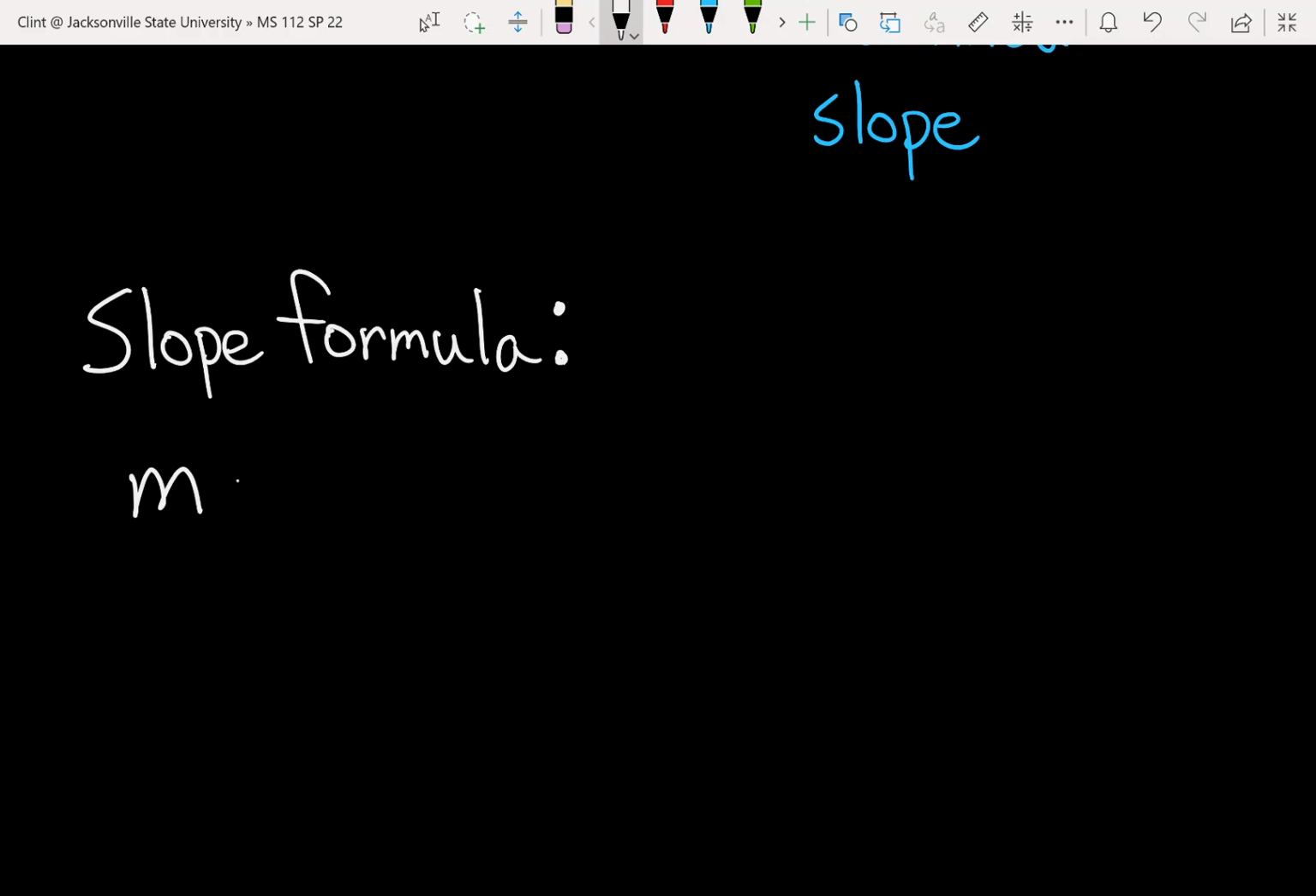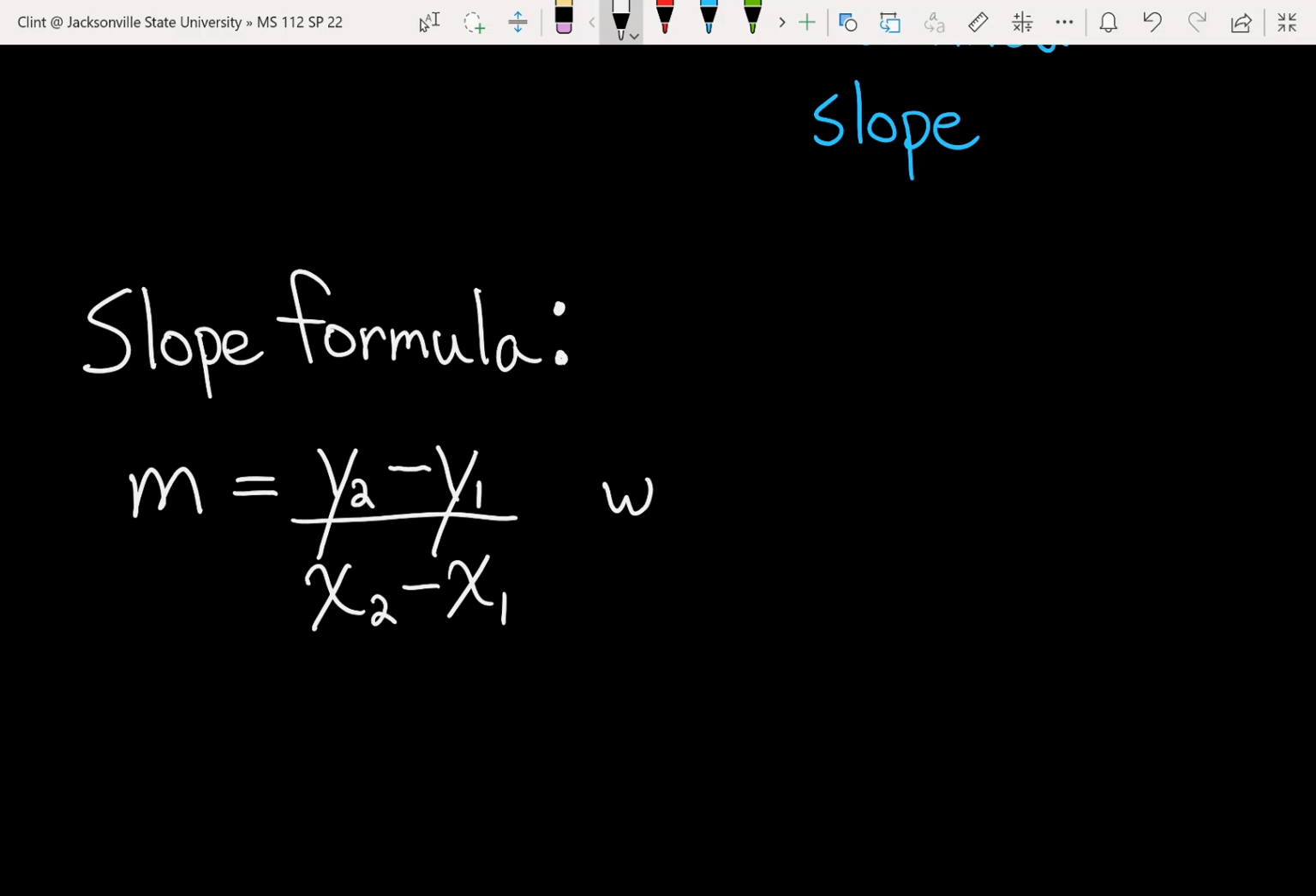So if we want to calculate slope, what we're trying to figure out is how much does our graph change vertically compared to how much it changes horizontally. So what we do is we take the y coordinates of two different points on the graph. We see how far apart they are. And then we divide that by the x coordinates of those same 2 points, subtracted, so we can see how far apart those are. So the top is how far apart our y coordinates are, the bottom is how far apart our x coordinates are, and we get that ratio, that fraction.